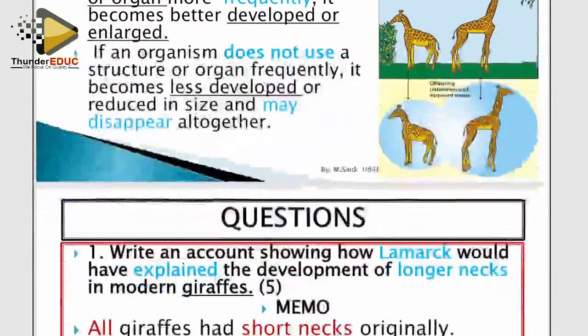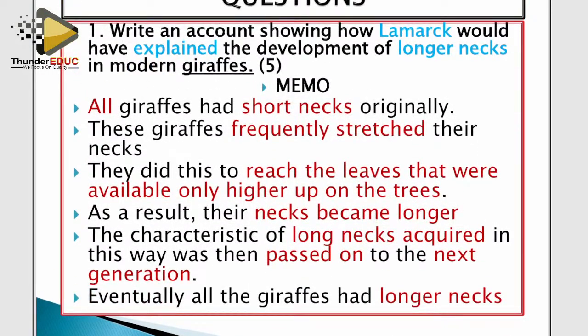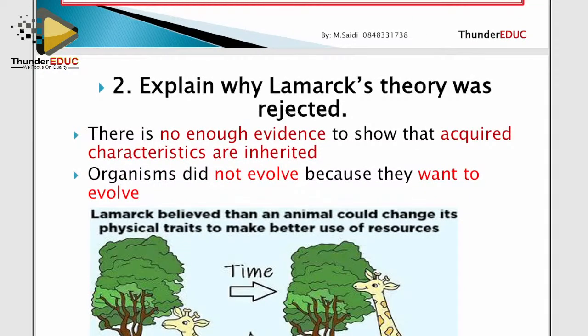Why is Lamarck's theory rejected? That's what I'm going to focus on. Lamarck's theory is rejected because there is not enough evidence to show that the acquired characteristics are inherited. Don't just say that there is not enough evidence to support the theory. There is not enough evidence to show that acquired characteristics are inherited. If they have given you an example, use that example. There is not enough evidence that the acquired characteristic of long necks is inherited. The acquired characteristic of big shoe, big leg, whatever, is inherited.